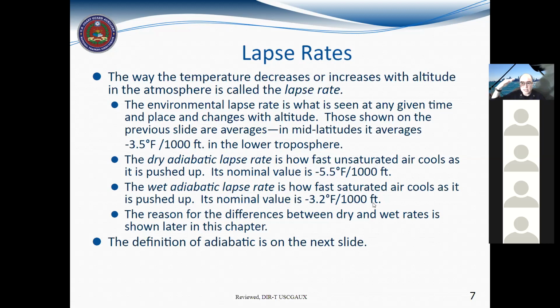So once that air gets to a certain altitude, it forms clouds. Now, after it forms the clouds, it'll still cool as it climbs. It just doesn't cool as fast. So below that point where it's saturated, it's nominally a loss of 5.5 degrees Fahrenheit per 1,000 feet. Once you have clouds, it'll still cool as it climbs, it just doesn't cool as fast. The reason for the difference between dry and wet rates is shown later in this chapter.